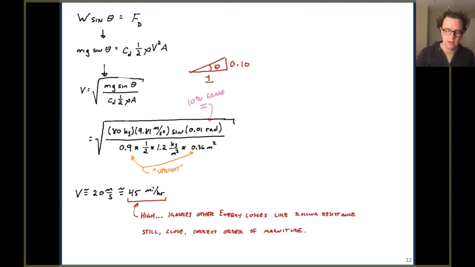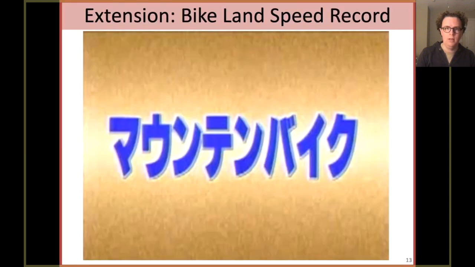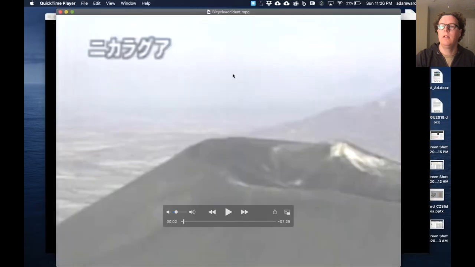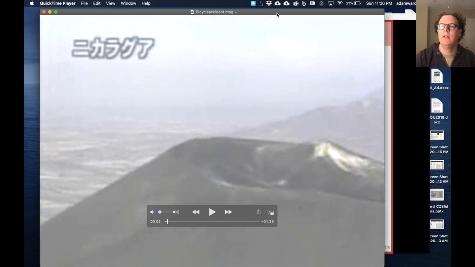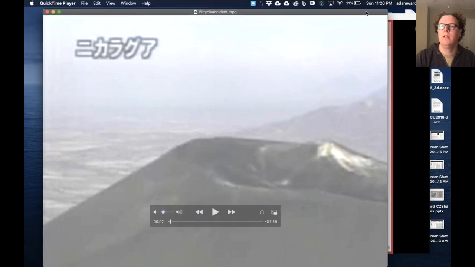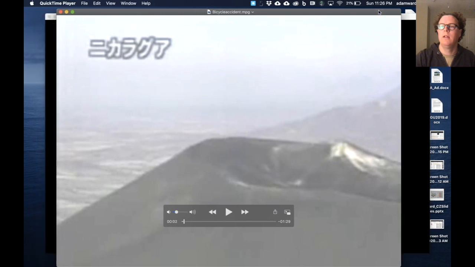Let's extend this line of logic just to one more sort of fun example. We're going to look at the land speed record on a bicycle. So let's pull this open. All right. So the land speed record on a bicycle is not set by someone, or at least at this time, this was land speed on a mountain bike, in fact. It's not set by somebody pedaling. In fact, it is set by somebody balancing and going downhill.